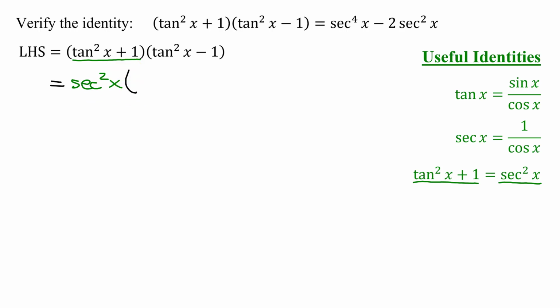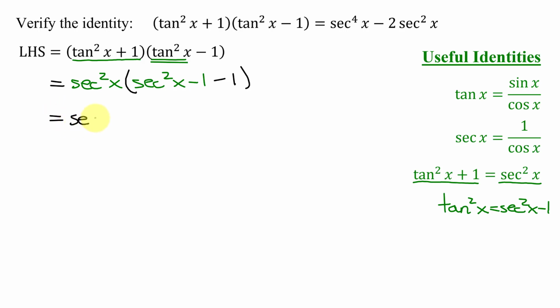So I'm going to have secant squared x multiplied by, now I'm going to have to replace tangent squared x. Well, what is tangent squared x equal to? If I subtract 1 from both sides, I get tangent squared x equals secant squared x minus 1. So I'm going to replace this tangent squared x with secant squared x minus 1. And then don't forget, I need the minus 1 that was already in this parentheses. So another minus 1.